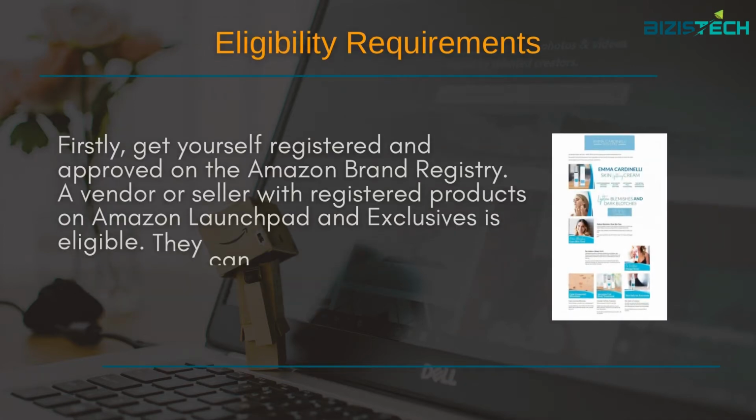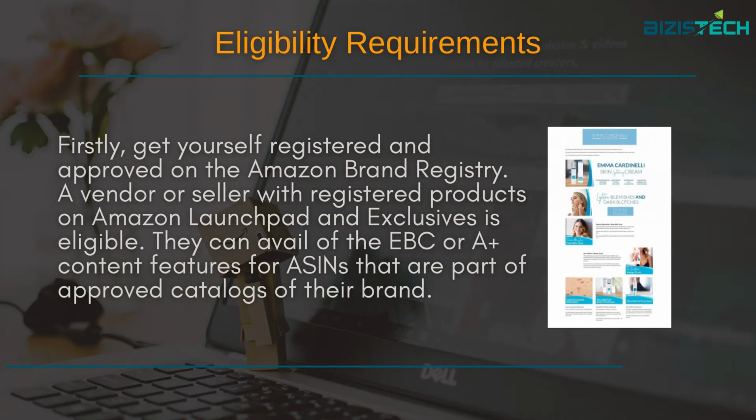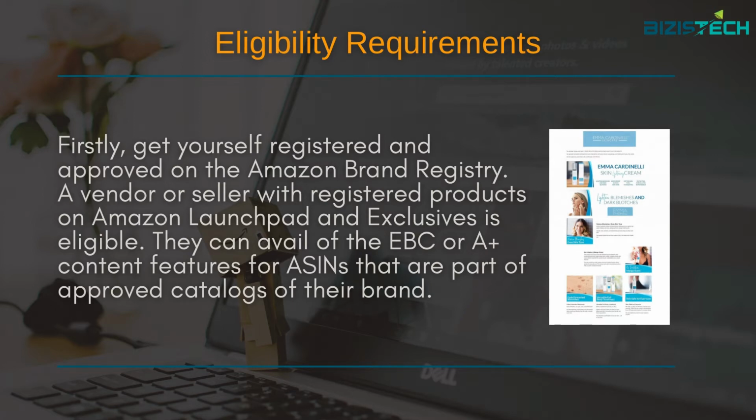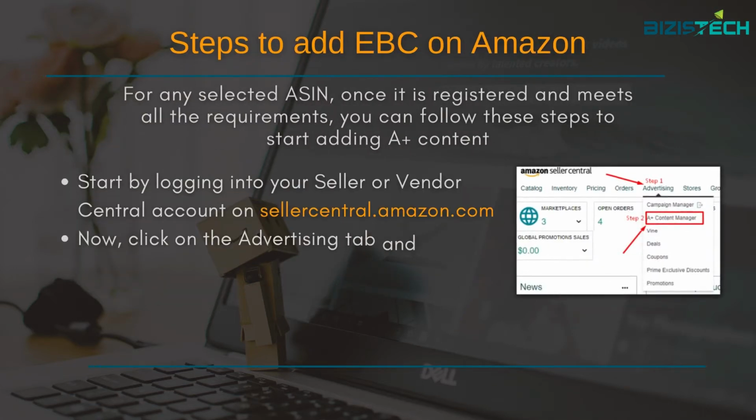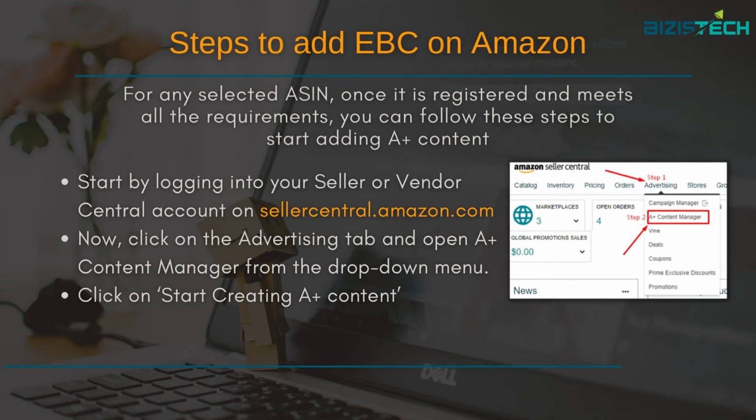Well guys, my second concern regards the eligibility criteria of EBC, like under which criteria a brand is eligible to get A plus content on Amazon. Register yourself and get approved on Amazon Brand Registry. A vendor or a seller with registered products on Amazon, Launchpad, and Exclusives is eligible. They can avail of the EBC or A plus content features for assets that are part of approved catalogs of their brands.